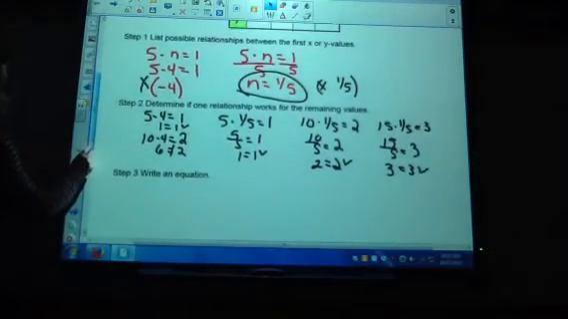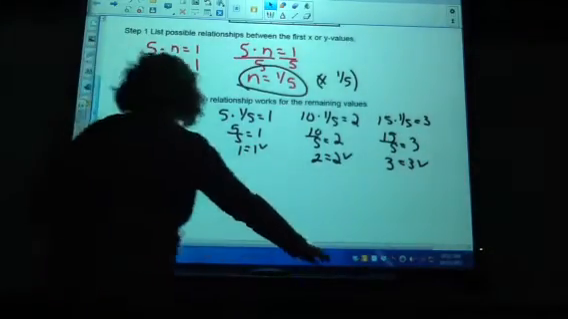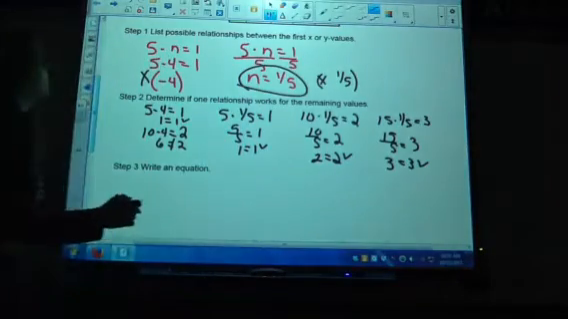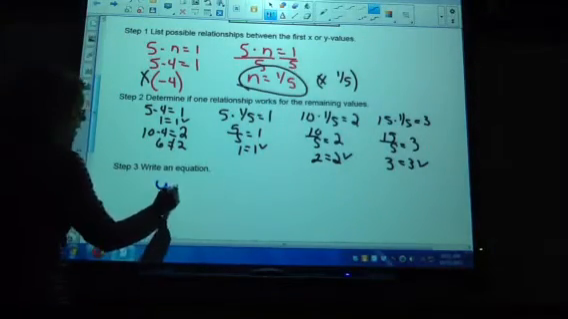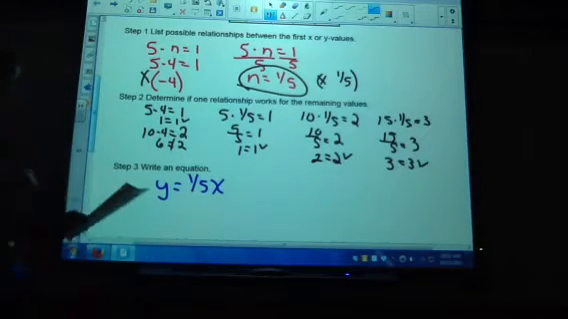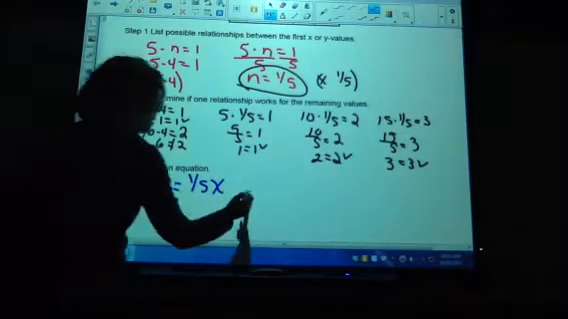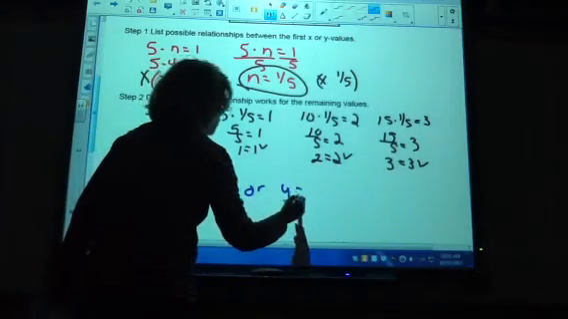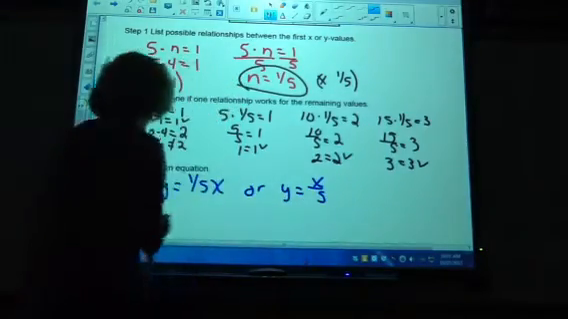So now we can write the equation. So the equation is y equals 1/5 times x. Or you could also have y equals x over 5. Either one is okay.